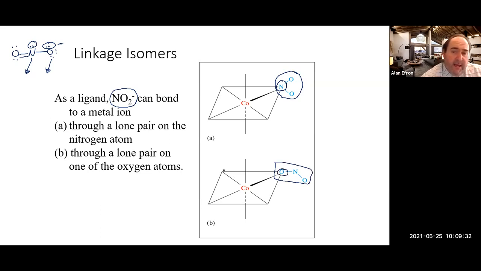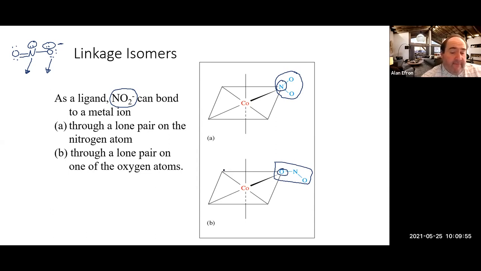So a linkage isomer happens when the ligand has the ability to bind or link into the metal through a different element. They're not going to both do it together in this particular case, but in one case, the nitrogen will do it. In one case, the oxygen will do it.